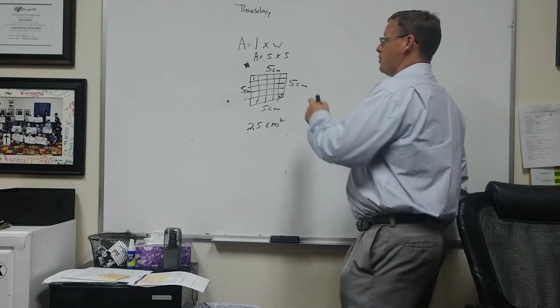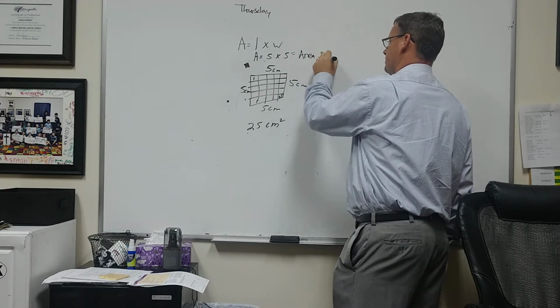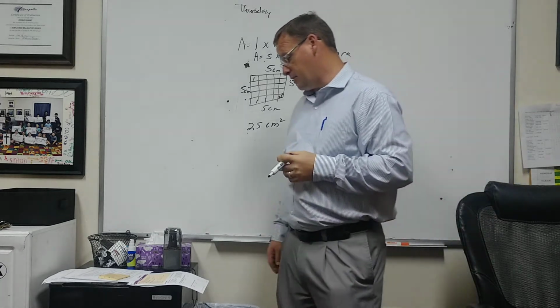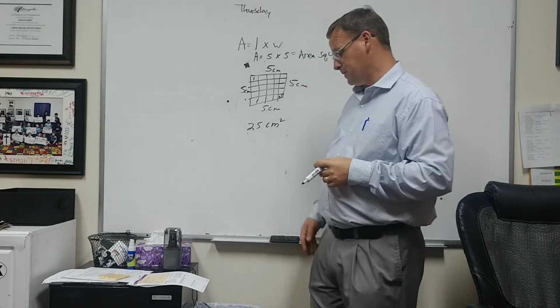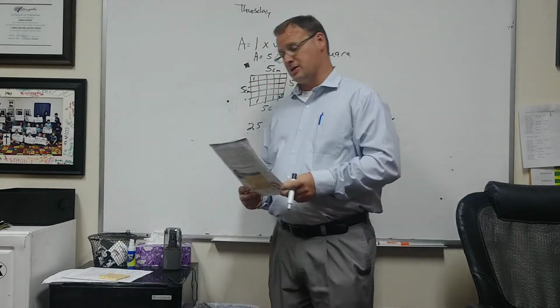So the area of a square, side times side. Side times side. So you're going to need to know that formula. Okay? Pretty simple stuff there. Squares are easier than rectangles. And I think you'll be fine with that.